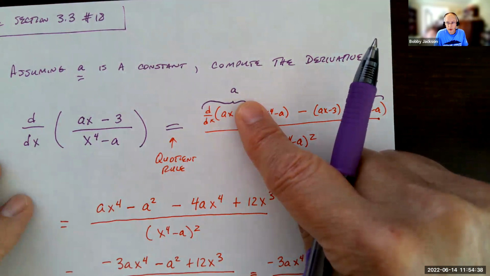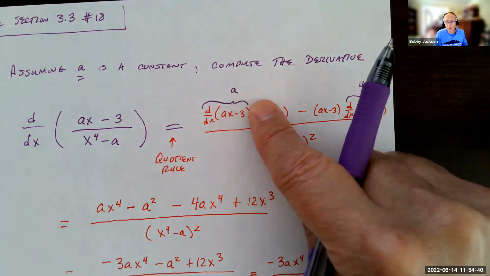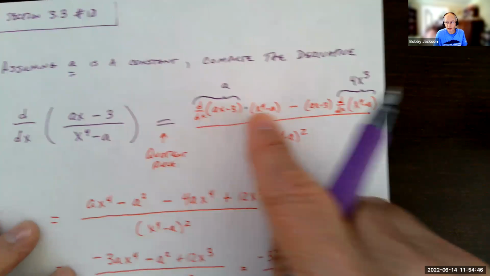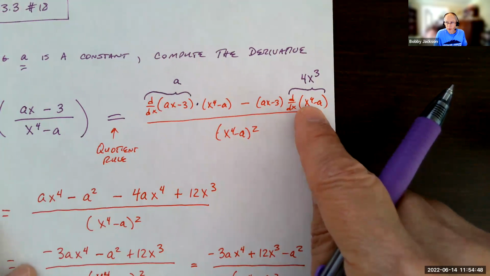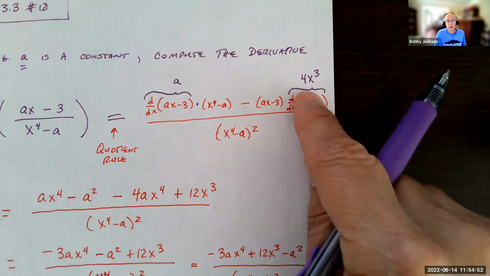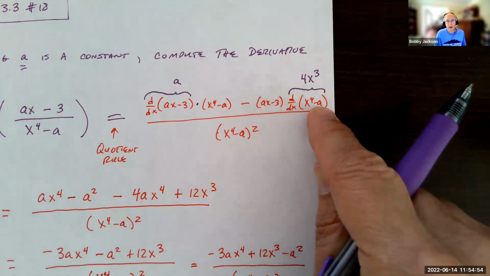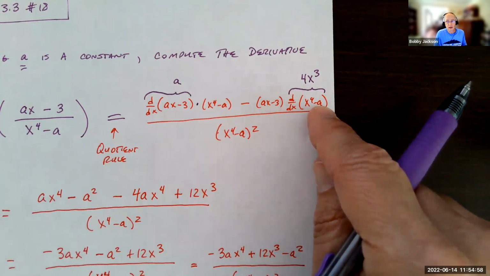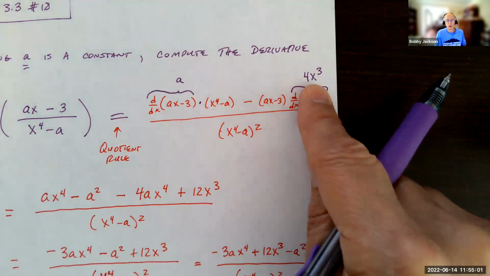So that's simple. What's the derivative of negative 3 or 3? It's 0, right? Derivative of a constant. So you've got a minus 0, which is just a. So this is all just a. That's nice. Over here, derivative of x to the fourth by the power rule, bring the 4 down, subtract 1, 4x cubed. What's the derivative of a? a now is a constant like 5. So the derivative of any constant is 0. So it's just 4x cubed.